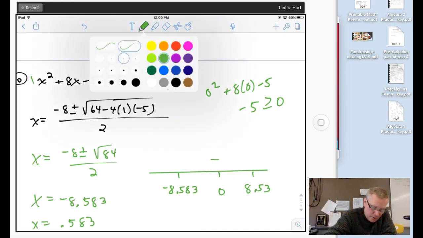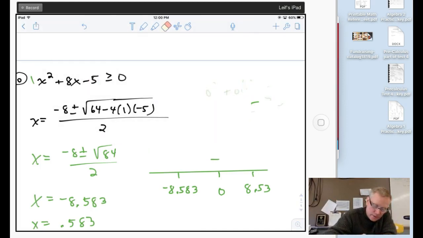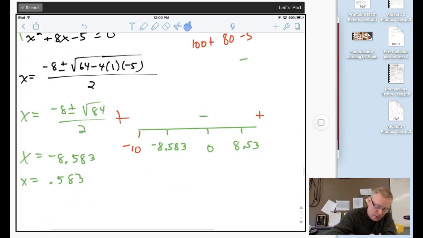What about if I take, remember you get to pick your numbers, so pick wisely. If I pick -10 is pretty good. That would be -10 squared is 100. 8 times -10 is -80 minus 5, so that's positive. And if I pick +5, I'll get the same thing, except that's going to be +80, which would give me a positive. So the middle part doesn't work. The ends do. Goes from -infinity to -8.583.